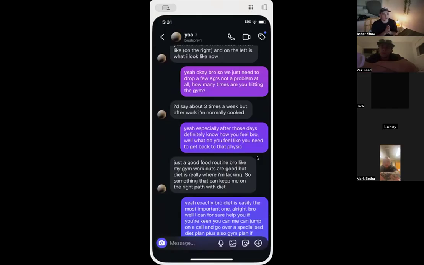So just a good food routine, bro. My gym workouts are good, but diet is really where I'm lacking. So something that can keep me on the right path with diet. So we already know what he needs. We just want to double check that with him, you know what I mean? He knows what he needs, but he just doesn't have the knowledge to do that, which is why we have the service that we have.